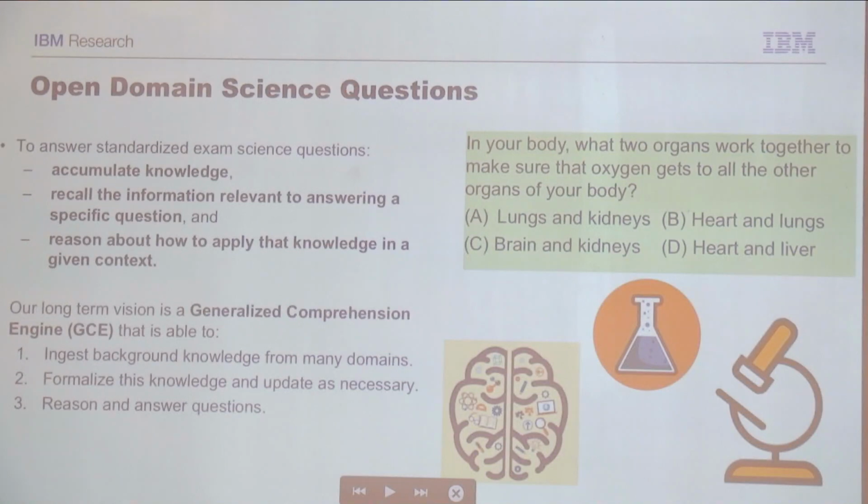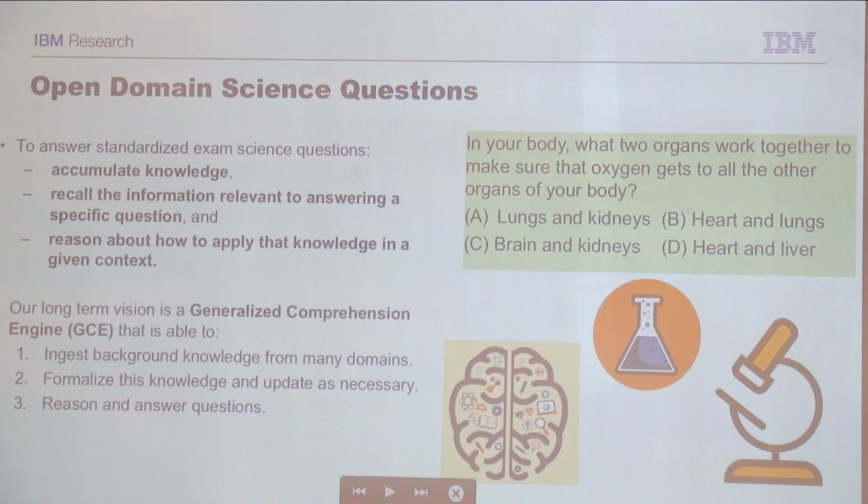There's actually an interesting background to this. We started looking at this topic of open domain science questions about a year and a half back. And obviously, we were inspired by a lot of the work that AI2 has done in this space. One of the things that is interesting about this problem, of course, is that it has a bit of everything for learning and reasoning systems.